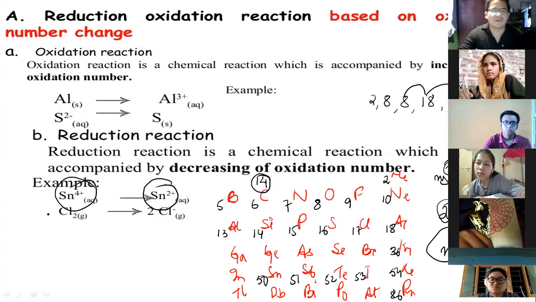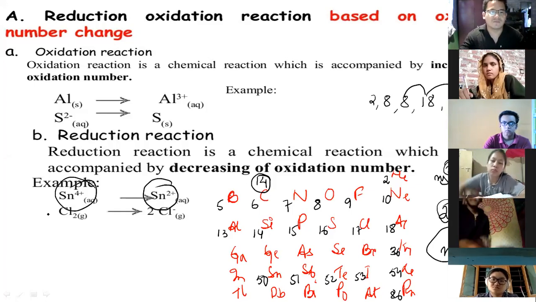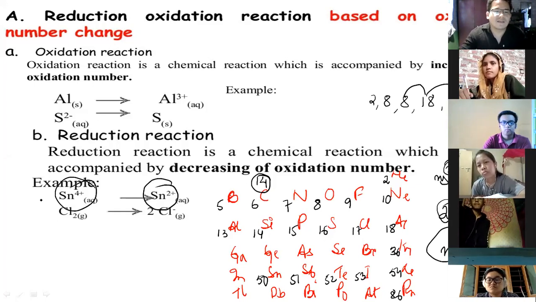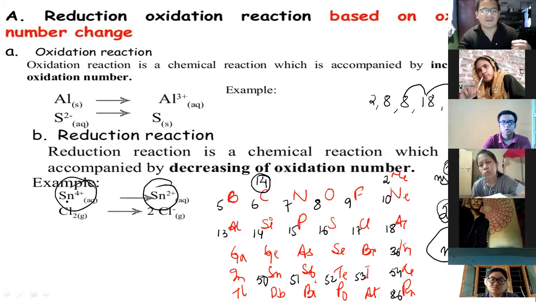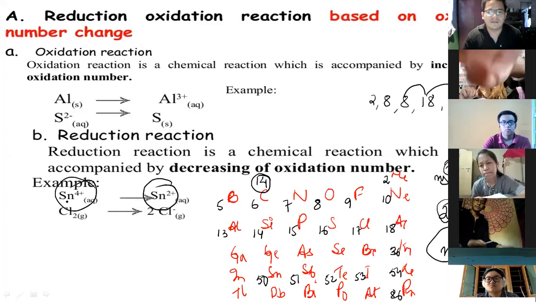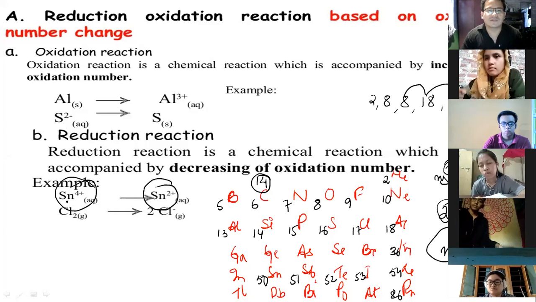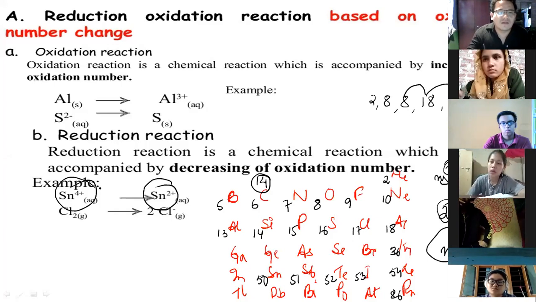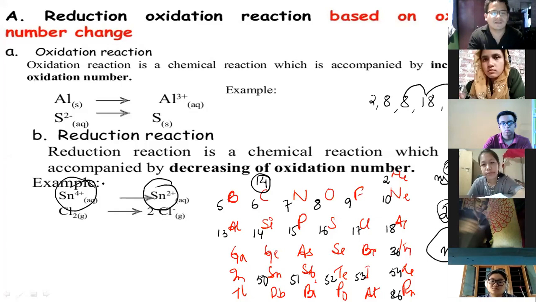The oxidation state can be found from the electronic configuration. Tin with oxidation state 4 goes to tin with oxidation state 2. So this tin with valency 4 plus is going to 2 plus. Is it increasing or decreasing? Losing electrons... decreasing.